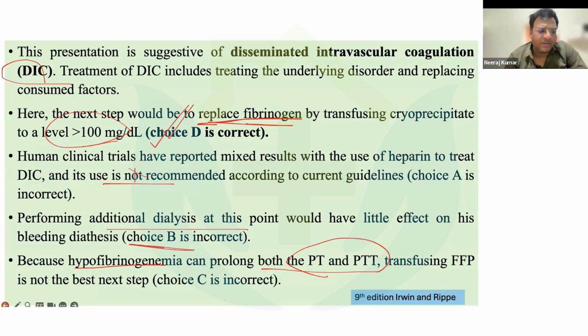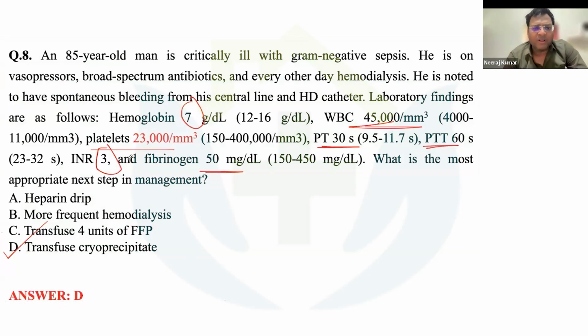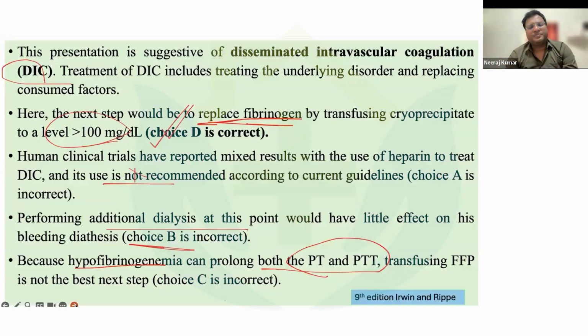That's why you look for the statements. Here the fibrinogen is much consumed. So we want to supplement this fibrinogen, and we want to correct it to at least 100 milligram per dL. And when that is achieved, your patient will stop bleeding, or the bleeding diathesis will not be there.